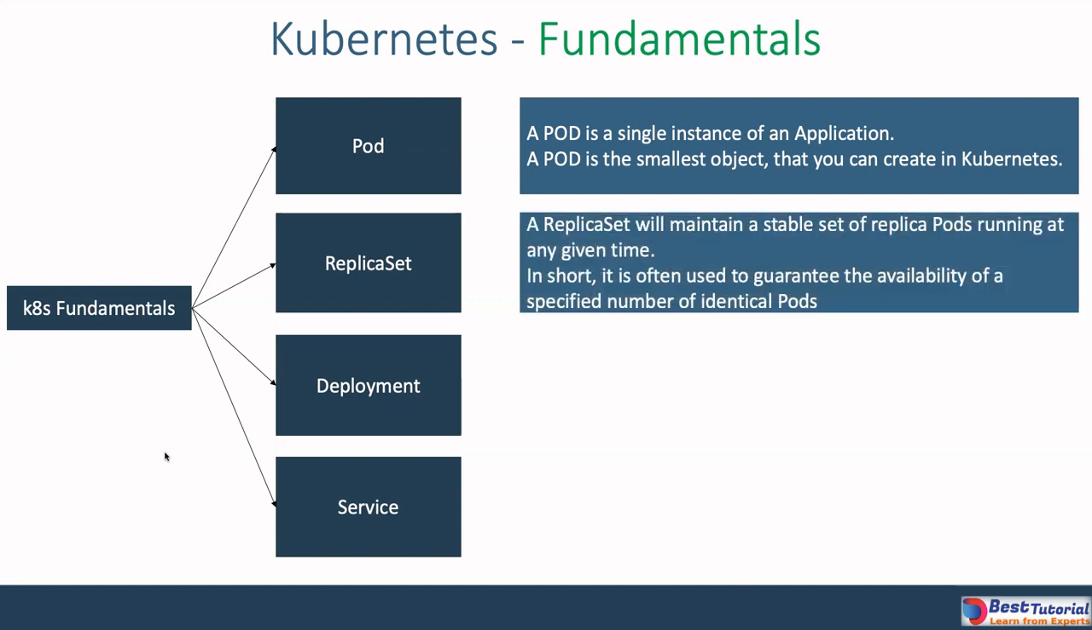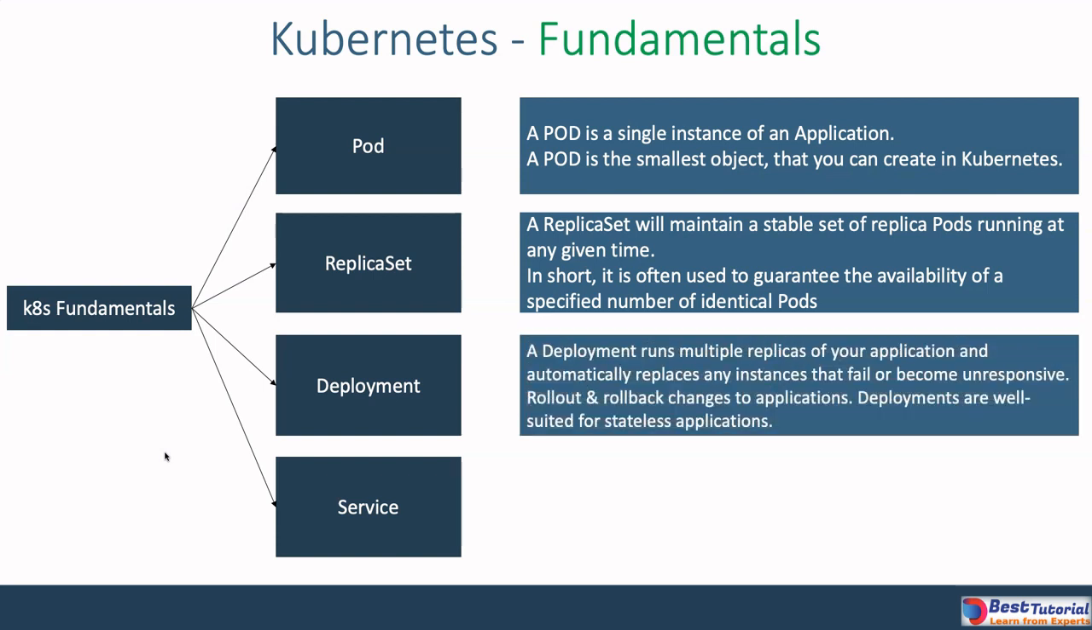When you come to ReplicaSet, a ReplicaSet will maintain a stable set of replica pods running at any given time. In short, it is often used to guarantee the availability of a specified number of identical pods. A deployment runs multiple replicas of our application and automatically replaces any instance that fails or becomes unresponsive. Rollout and rollback of changes to applications are additional features of a deployment. Deployments are well suited for stateless applications.